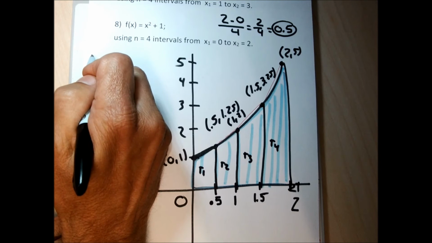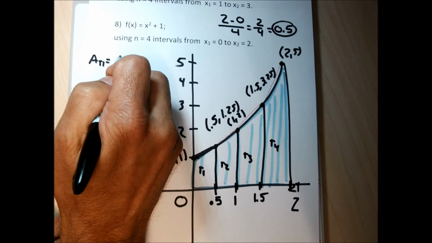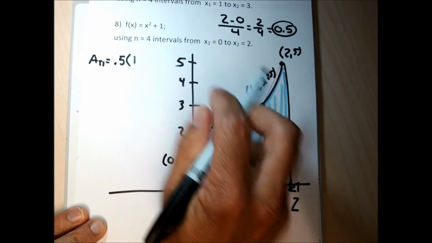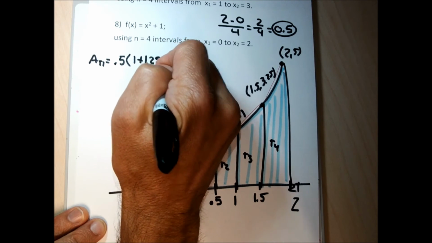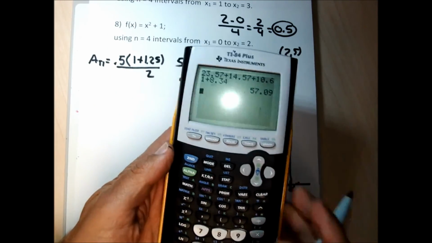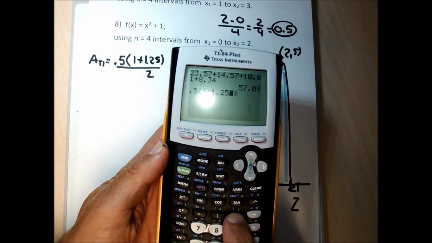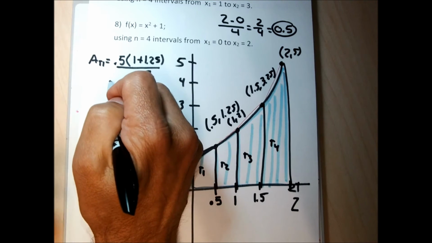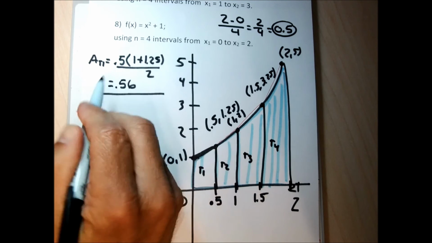So for trapezoid 1, I'm going to do the area of trapezoid 1 equals the height, which is 0.5, times base 1, which is 1, plus base 2, which is 1.25, over 2. So now main screen, 0.5 times 1 plus 1.25 divided by 2, and I get 0.56. I'm rounding everything to 2 decimals. So the area of trapezoid 1 I'm estimating at 0.56.